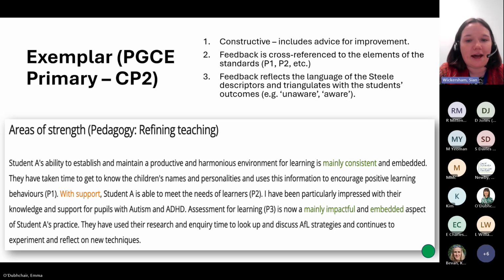So you can see here, we've got some green, you don't need to colour code it, we've colour coded it for you for reference. The green words are language taken from the capable elements of the STEEL descriptors. And then we've got with support, that orange word, which indicates that language comes from the aware section. So when you are writing this feedback, use some of those adjectives in your feedback so that it is crystal clear to both you and the student teacher where that judgment has come from.